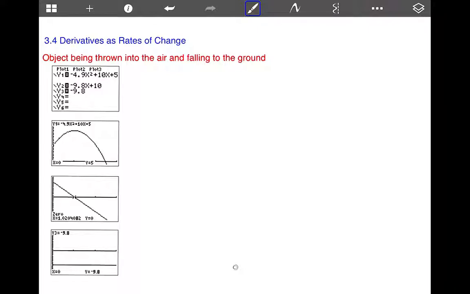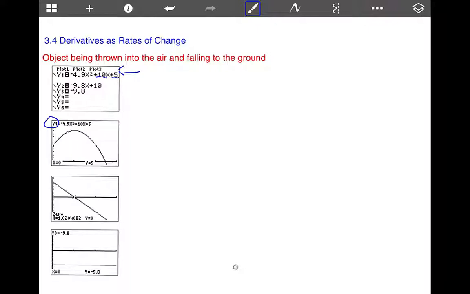The example I've given you is an object being thrown into the air and falling to the ground. We have three equations here. The first equation is negative 4.9 x squared plus 10x plus 5. What this means is that you throw an object in the air standing at 5 feet and with an initial velocity of 10 meters per second. This equation is y sub 1 right here.